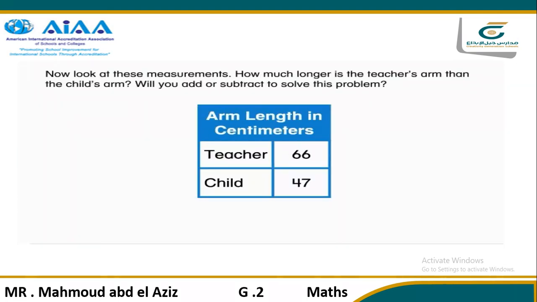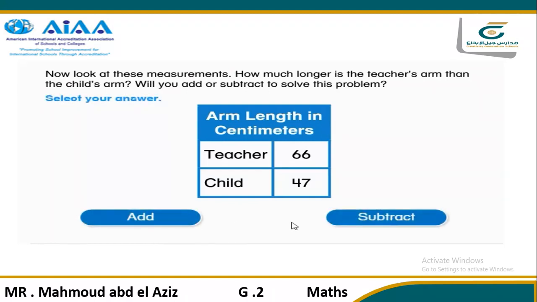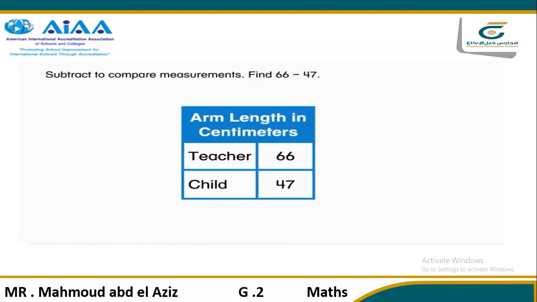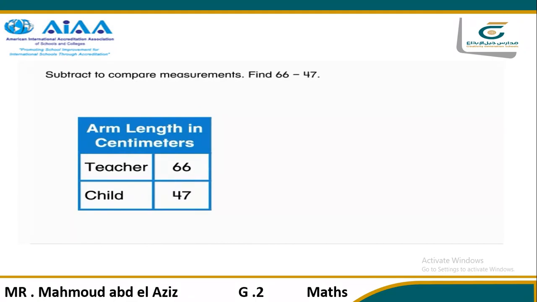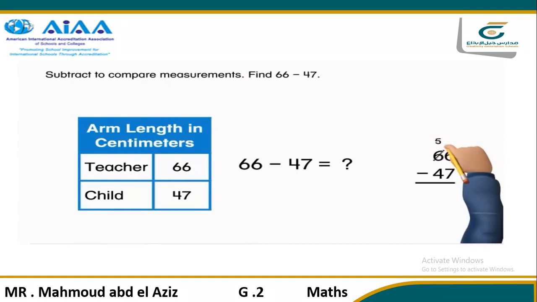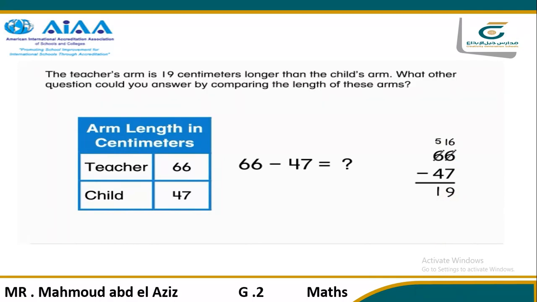Now look at these measurements. How much longer is the teacher's arm than the child's arm? Will you add or subtract to solve this problem? Select your answer. Subtract to compare measurements. Find 66 minus 47. The teacher's arm is 19 centimeters longer than the child's arm.